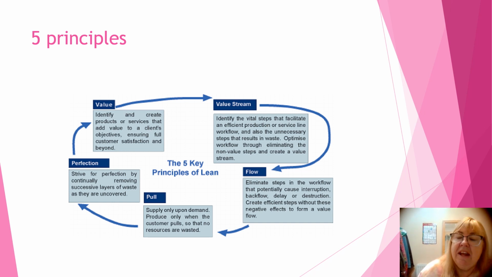Flow is the next step. Eliminate steps in the workflow that potentially cause interruption, delay, or distraction, and create efficient steps without the negative effects, again, to form a value flow. So there might be something that causes interruption and delays that could be removed. It could be having to get approval from a certain person when they're not on shift, or is there a way, can that be delegated so you don't have to wait?